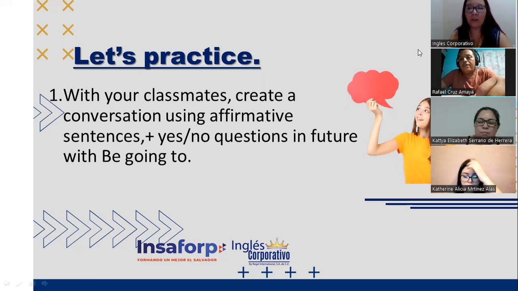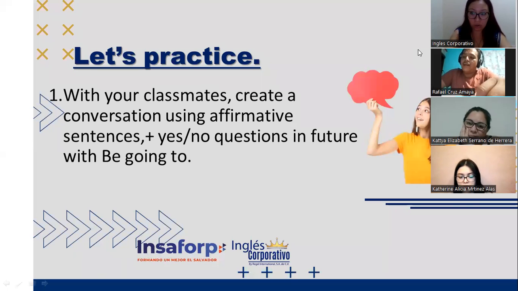¿Qué falta después de going to, Rafael? ¿Cuál es el verbo que está usando? Party, fiesta. Ajá, fiesta no es un verbo. Necesito un verbo después del auxiliar going to. Are you going to dance at the party? Are you going to go to the party? Are you going to eat at the party? Ok, cualquier verbo, pero tiene que ir un verbo antes de la palabra party.